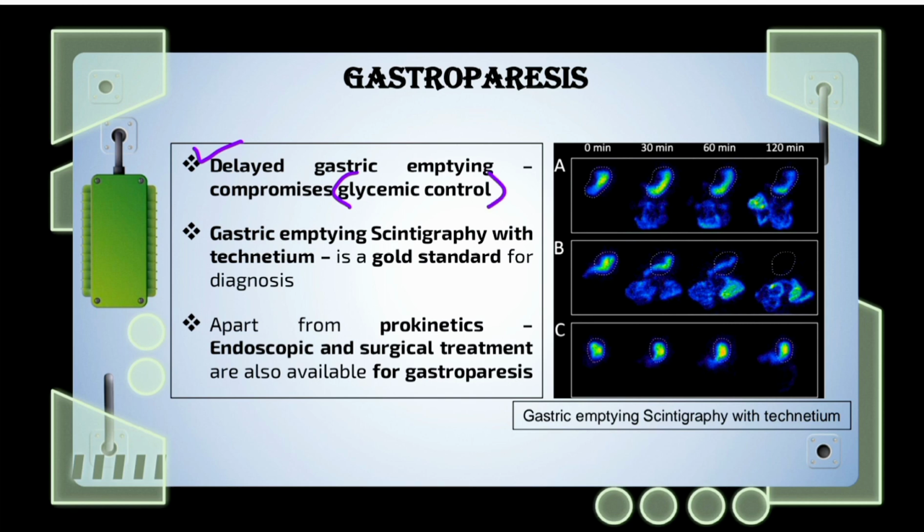For diagnosis of gastroparesis, a method is applied which is known as gastric emptying scintigraphy, and it is considered the gold standard method for diagnosis of gastroparesis. For the treatment of gastroparesis, we can give prokinetic drugs, and apart from that, we can also explore endoscopic and surgical treatment methods.